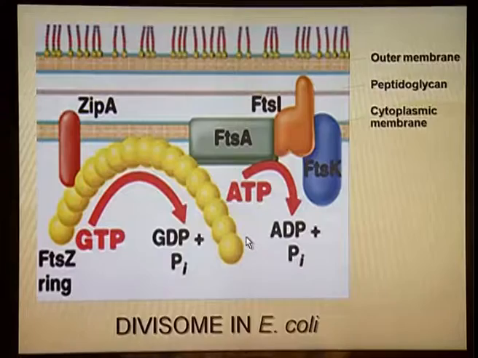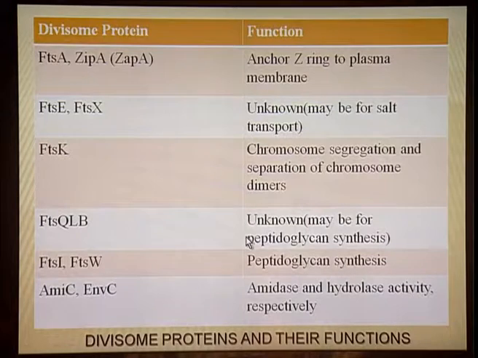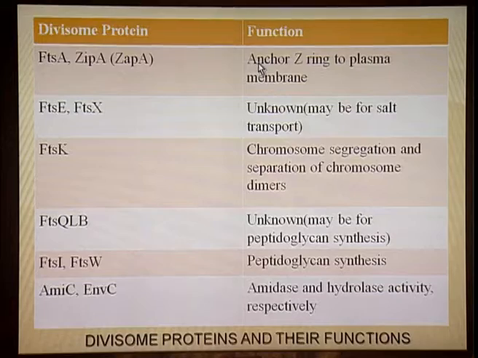Now, because the picture does not have all the proteins here, we have a list of all the proteins which can be functional in a division apparatus or divisome. Now, you can see FtsA and ZipA. Sometimes this ZipA is replaced by ZapA in many different cells. And the function of these is to anchor the Z ring to the plasma membrane. They hold the Z ring in position.